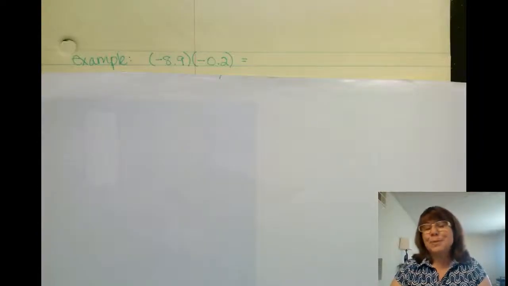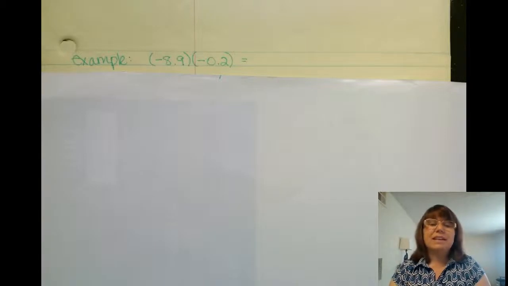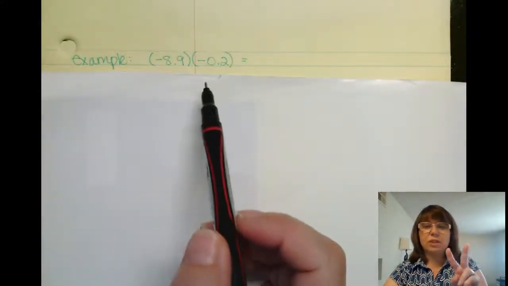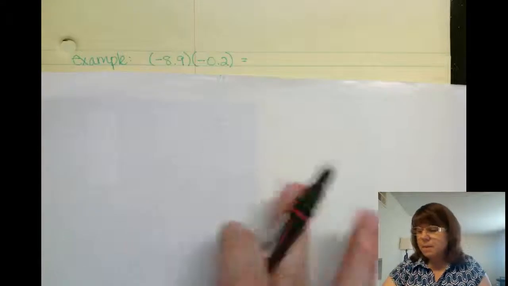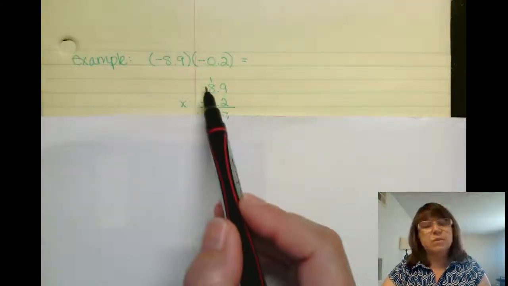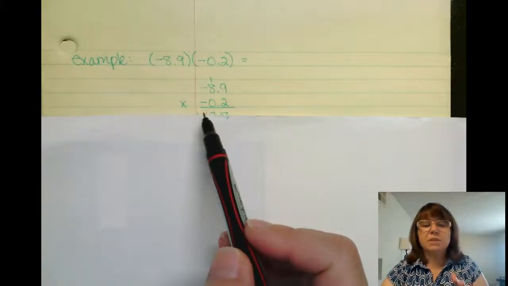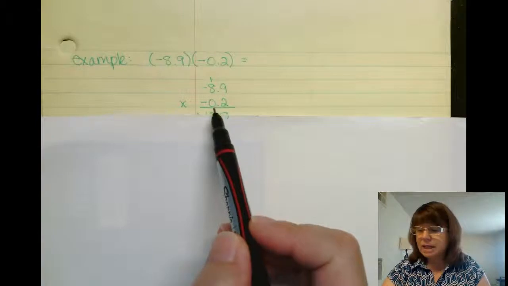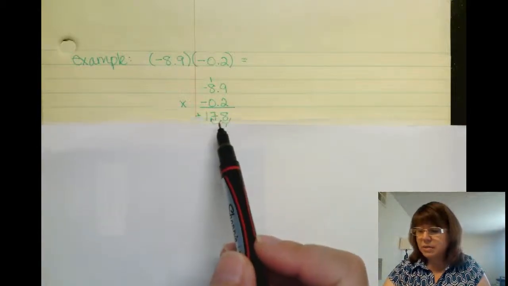Let's take an example with negative numbers. Negative 8.9 times negative 0.2. Now our final solution should have 2 decimal places to the right. But let's keep going. Well, first and foremost, a negative times a negative, our ultimate solution is going to be positive.